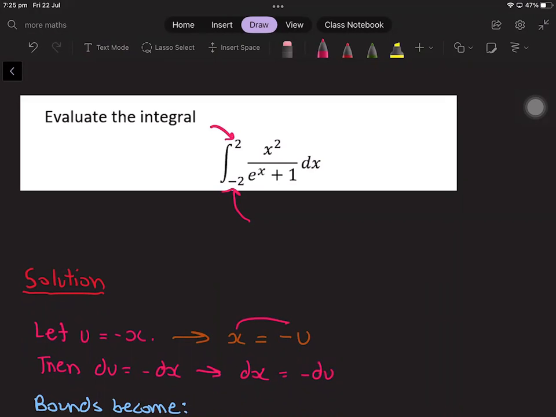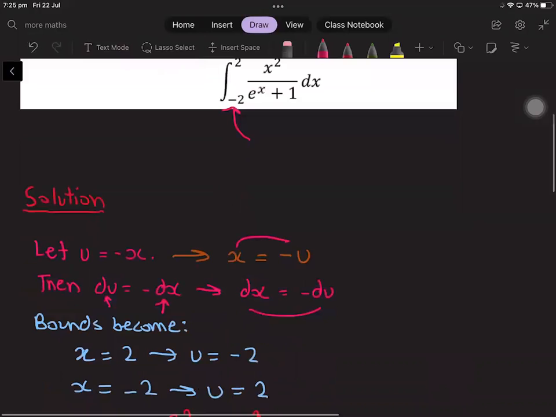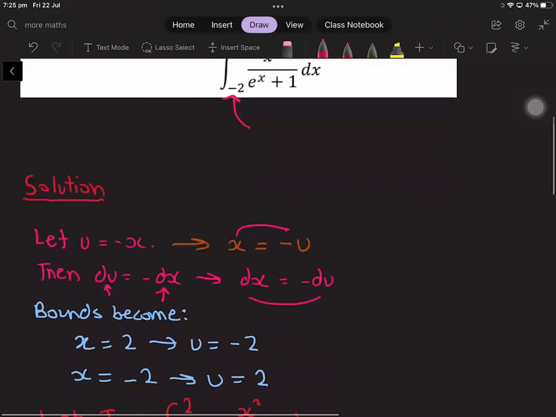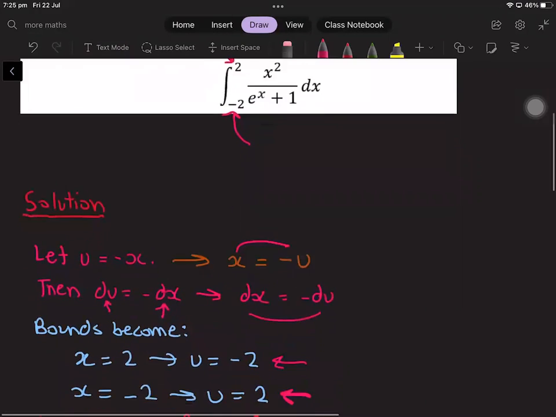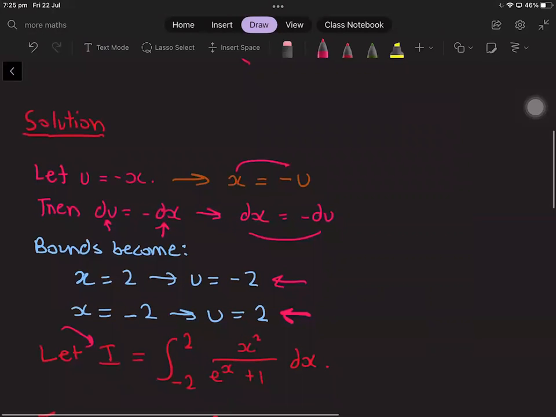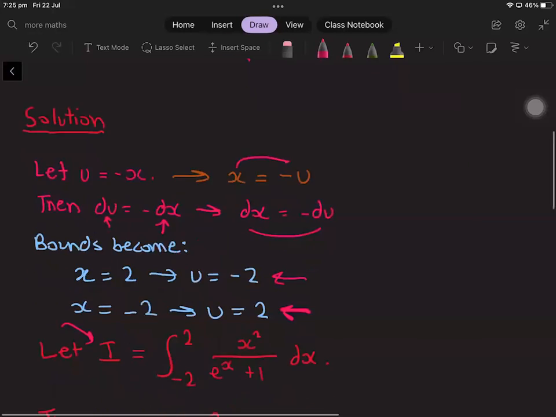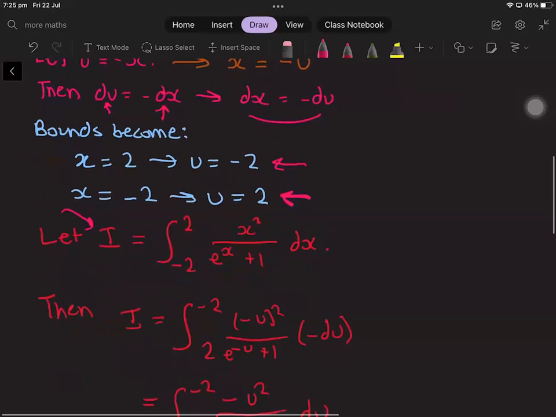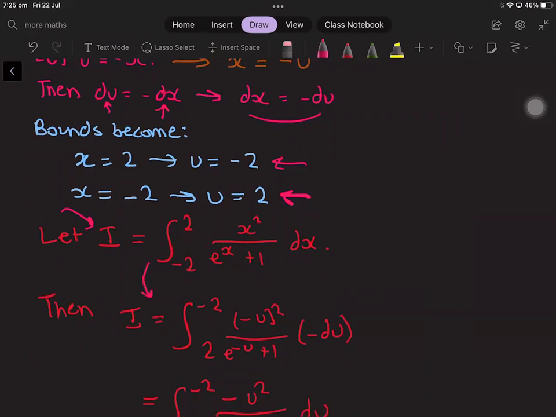And we can write du as minus dx or dx equals minus du. And we see the bounds, so x equals 2 will become u equals minus 2, and x equals minus 2 becomes u equals 2. Then if we let I equal our original integral over here, by making the u substitution, I will also equal, so now we have 2 to minus 2 as the bounds because we take the negatives, and the x becomes replaced with a minus u, and the dx becomes replaced with a minus du. So we can write I in this form.